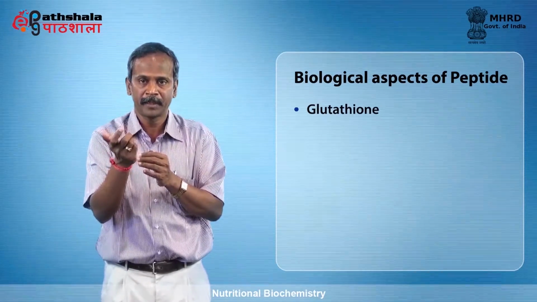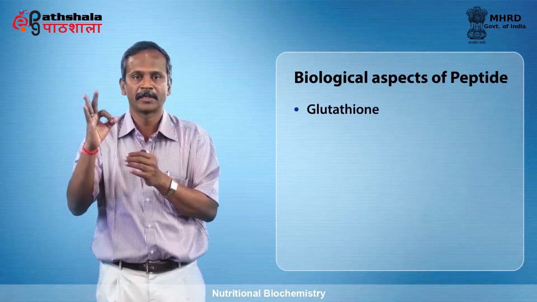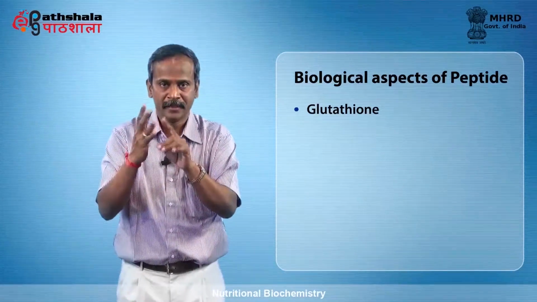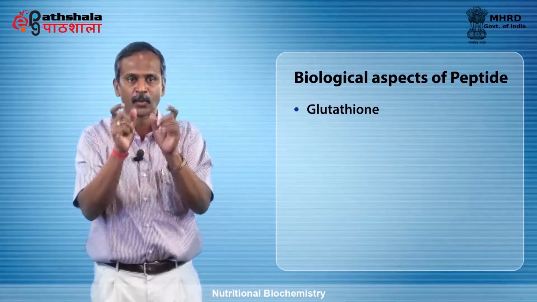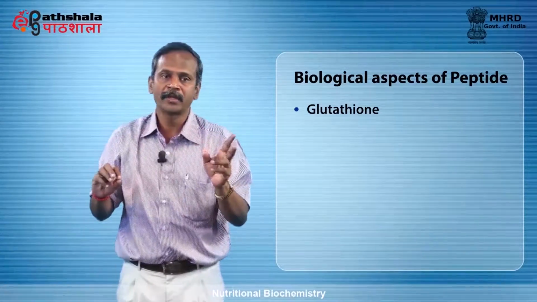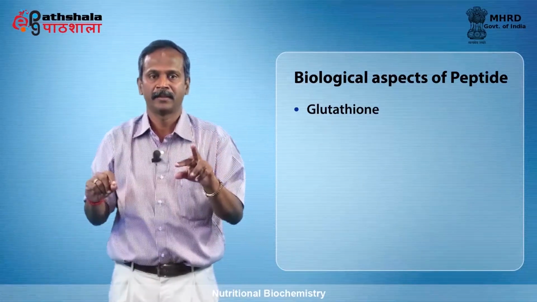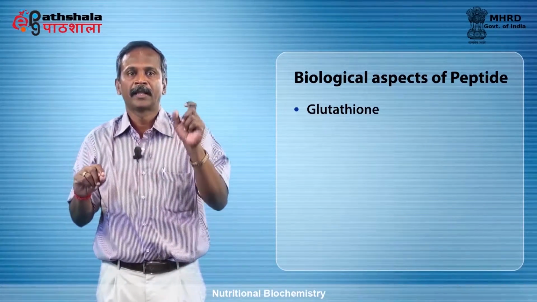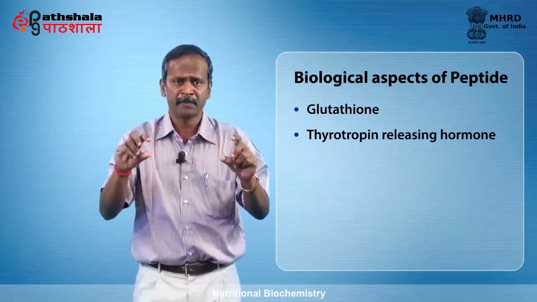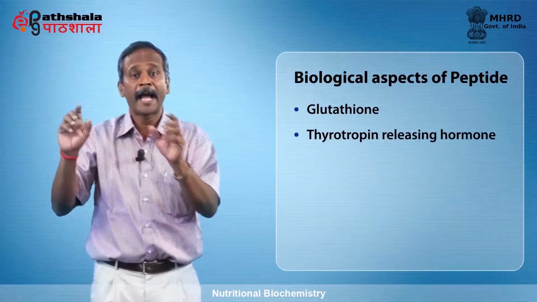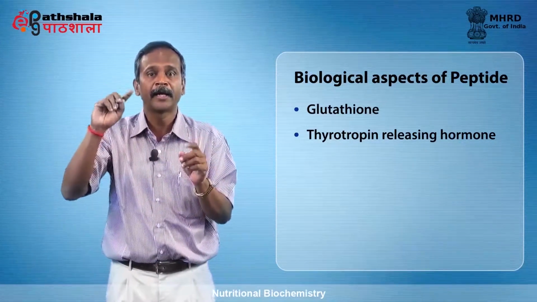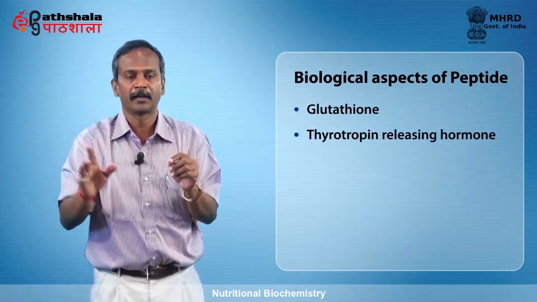It is a tripeptide composed of 3 amino acids. Chemically, it is glutamyl, cysteine and glycine. It is widely distributed in nature and exists in both reduced and oxidized state. The next one is thyrotropin releasing hormone. It is also a tripeptide secreted by hypothalamus. It stimulates the pituitary gland to release thyrotropic hormone.